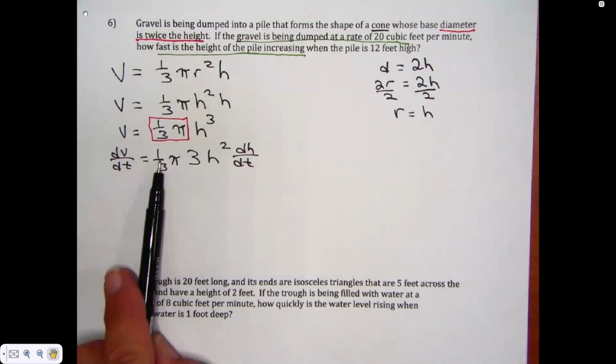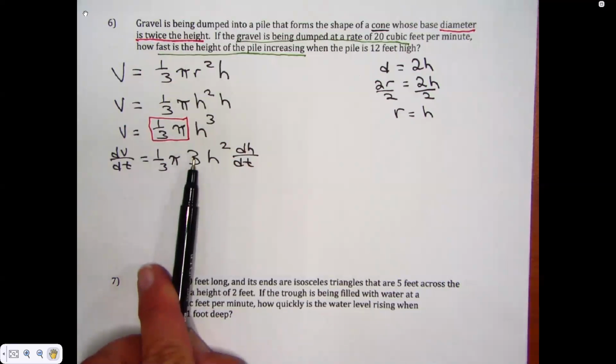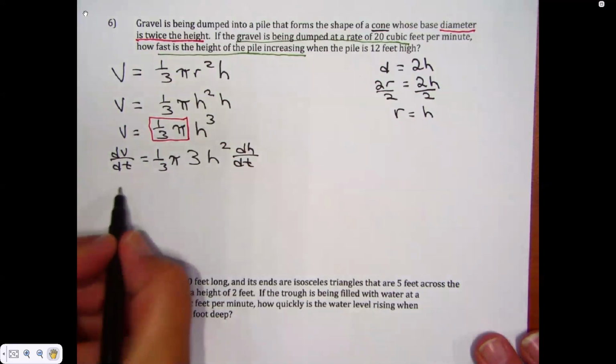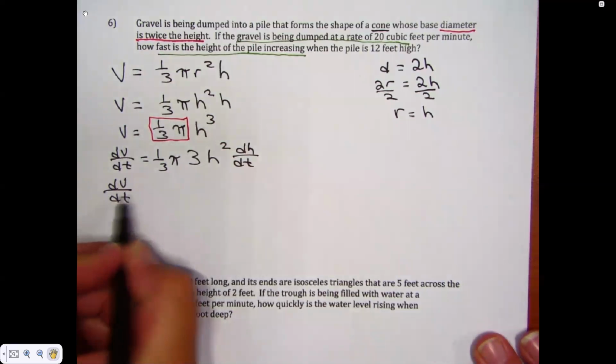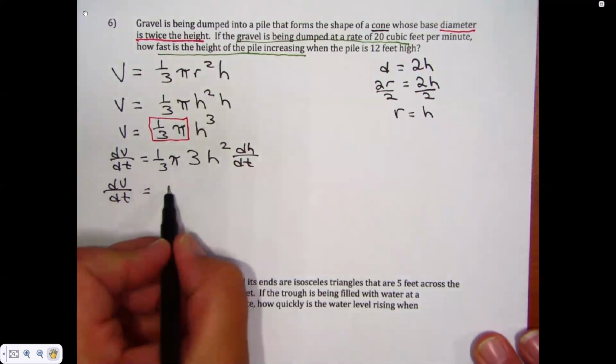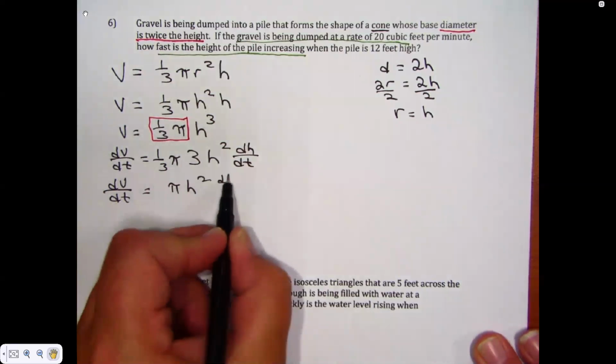And what about 1/3 and 3? They cancel, right? So we have dV dt equals, we can get rid of those if we want. So we have pi h squared dh.